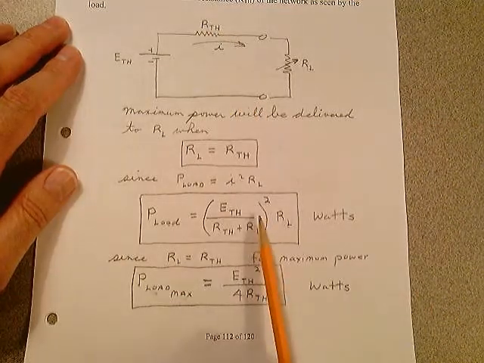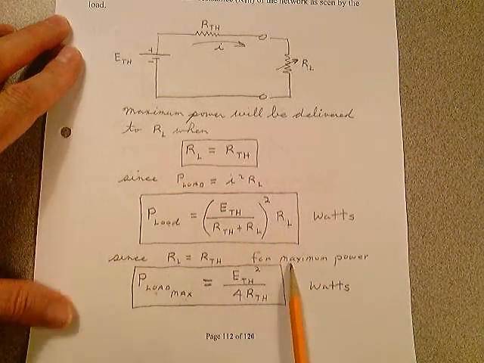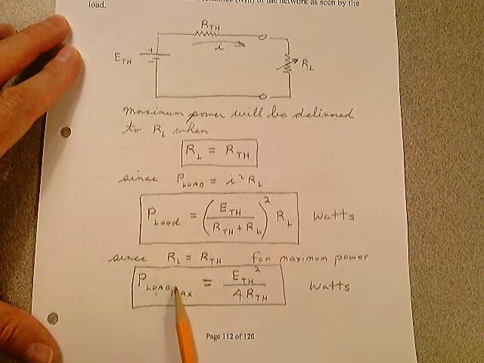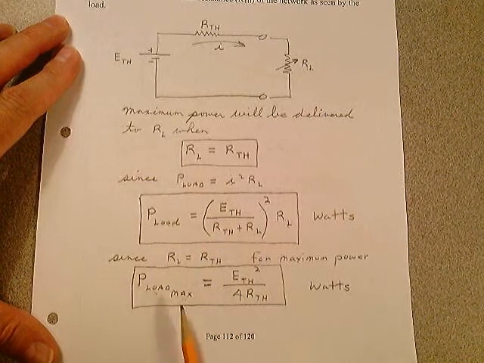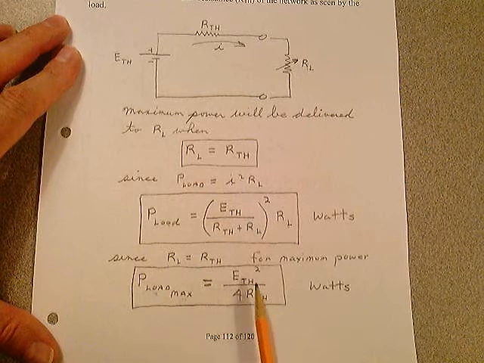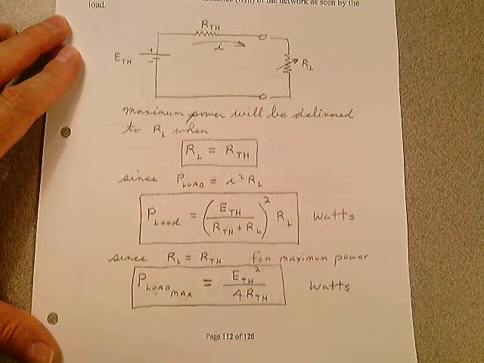And if we do that, since RL is equal to R Thevenin for maximum power transfer, we can change this equation to this one. Instead of simply being the power in the load, we can say the power in the load maximum. The maximum power in that load resistor is going to be equal to E Thevenin squared divided by 4 times R Thevenin in watts.